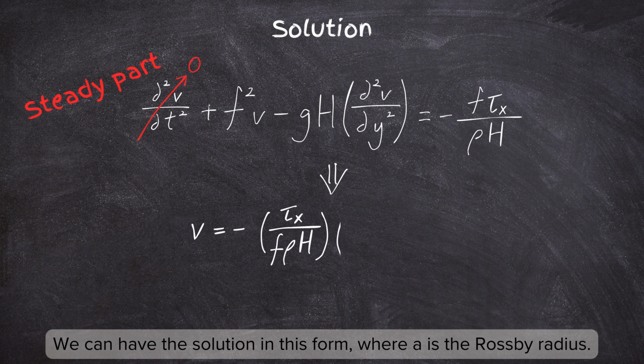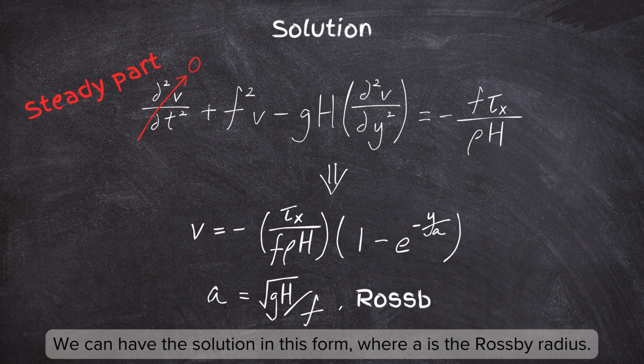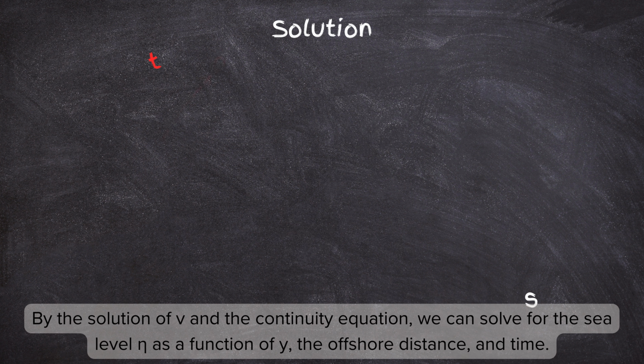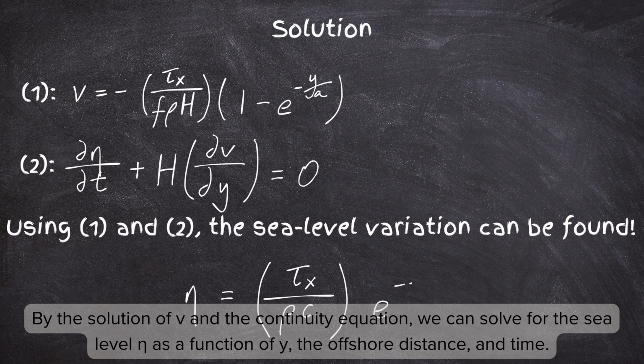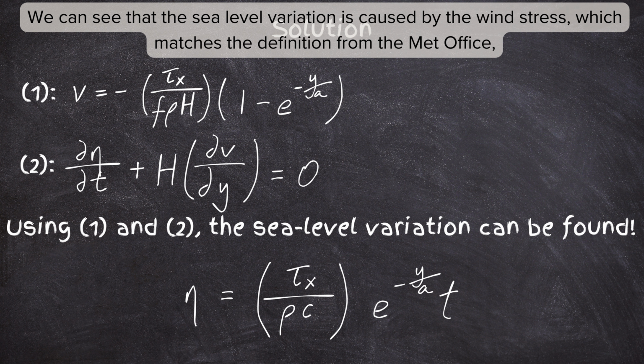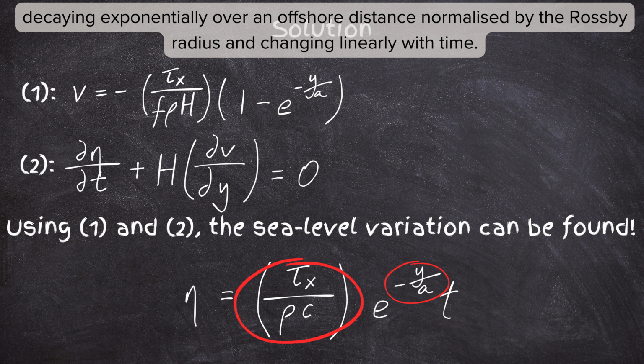We can have the solution in this form, where A is the Rossby radius. By the solution of v and the continuity equation, we can solve for the sea level eta as a function of y, the offshore distance, and time. We can see that the sea level variation is caused by the wind stress, which matches the definition from the Met Office, decaying exponentially over an offshore distance normalized by the Rossby radius and changing linearly with time.